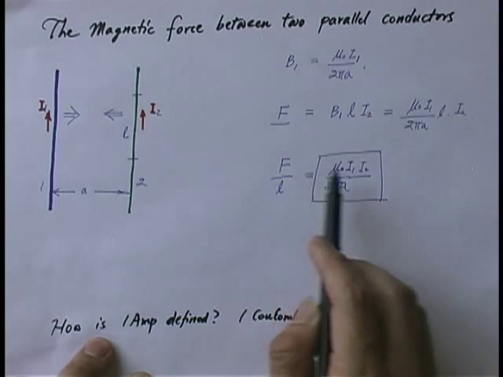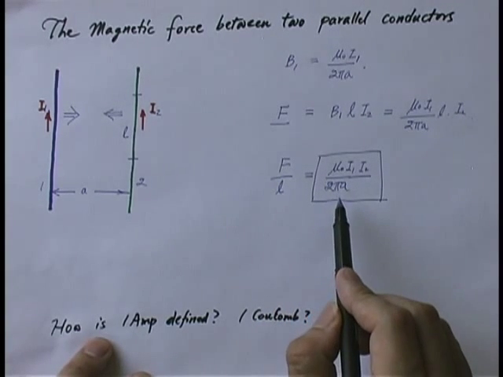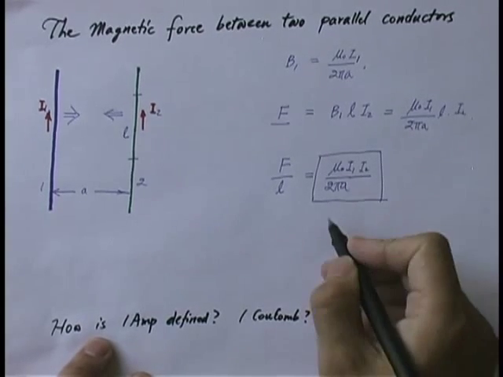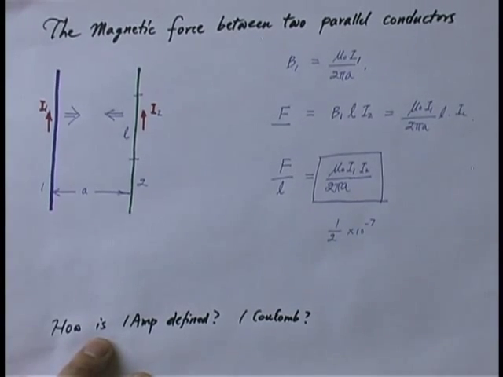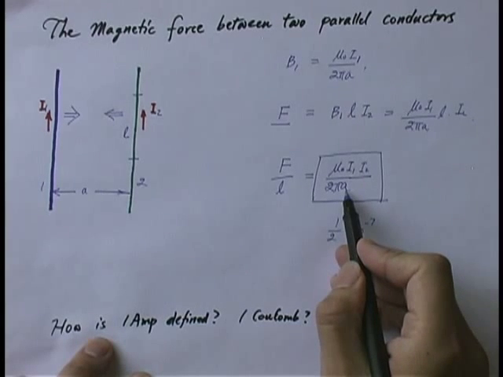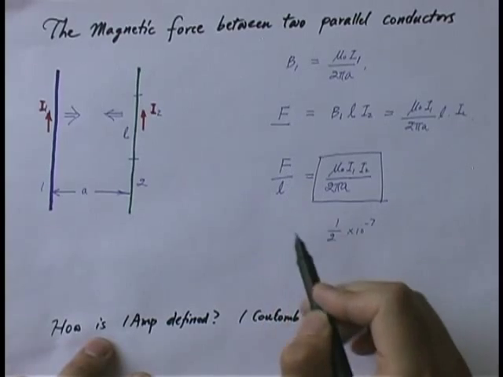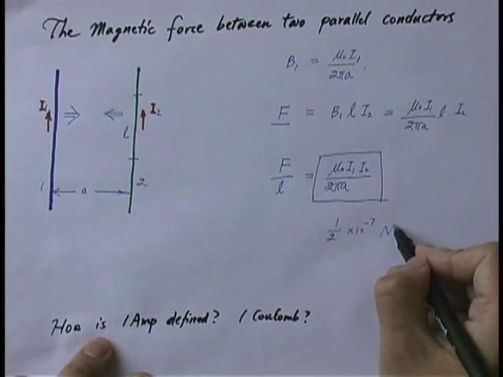Well, we can easily do that. Mu naught over 2 pi, what's that equal to? Well, mu naught over 4 pi is 10 to the negative 7, right? So mu naught over 2 pi is 1/2 times 10 to the negative 7. We separate by 1 meter, so a is equal to 1 unit. I1 and I2 are both equal to 1 amp, 1 unit. So the force per unit length would be 1/2 times 10 to the negative 7 Newton.